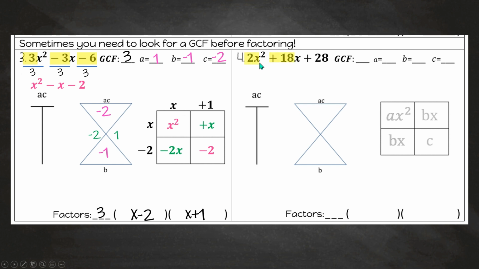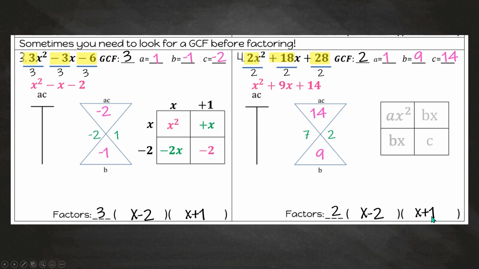Okay, let's try this one more time with number 4. I have 2x squared plus 18x plus 28. First, we're going to look, is there a GCF? And yes, I can divide all terms by 2. So when I factor out the 2, I'm left with x squared plus 9x plus 14. So my a is equal to 1, my b is equal to 9, my c is equal to 14. So what two numbers multiply together to give me 14 and add together to give me 9? Well, that's going to be 7 and 2. So my factors are going to be x minus 2 and x plus 7.